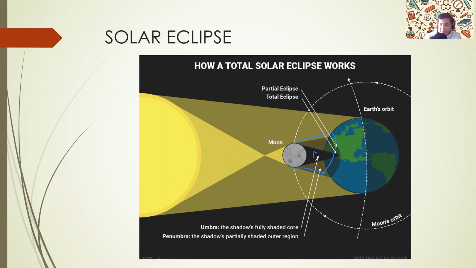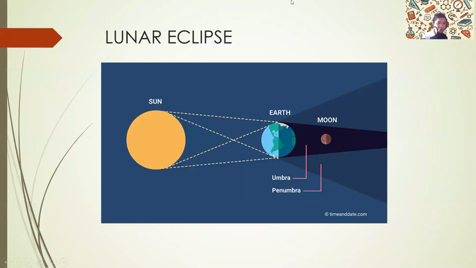Now, this darker part is called the umbra. Please remember that. That is the umbra. And this part right here, it's what we call the penumbra. The umbra and the penumbra for the solar eclipse. Now, let's go to the lunar eclipse. In the solar eclipse, the moon was between the sun and the earth. But in the lunar eclipse, it's the opposite.